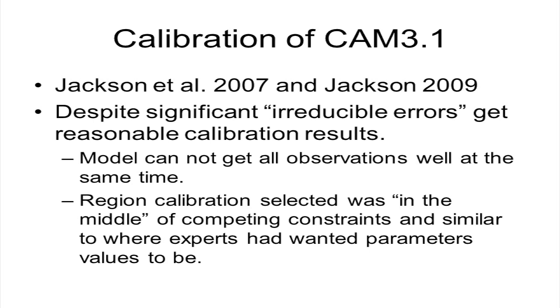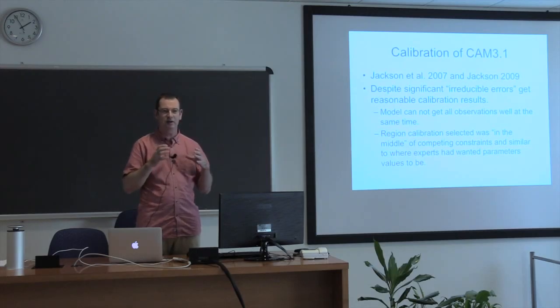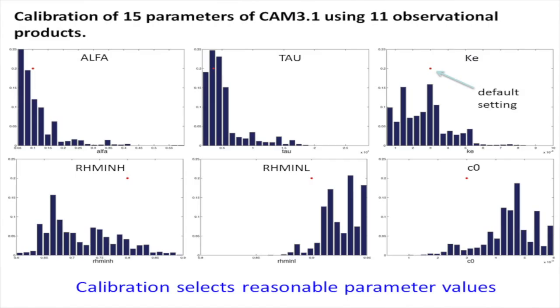It turns out that the region the calibration selected was in the middling section of parameter space, where there were competitions between these observations, and where basically it said, I'm not going to favor any one. I'm going to be in the middle and not develop a large error with any one product. So when sampling the posterior for, in this case, 6 of the 15 parameters that we fiddled with, these samples were able to find a peak near where the default value was selected. And this is, let's say, a success in the ability to manage discrepancy to have a successful calibration.